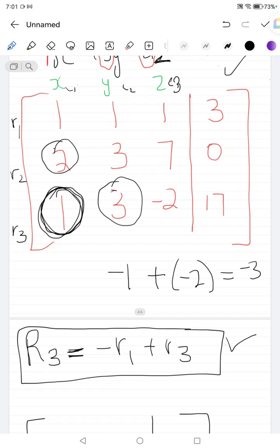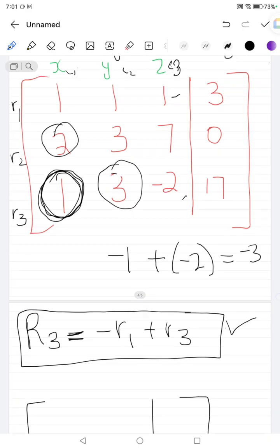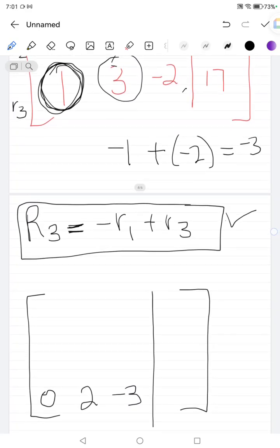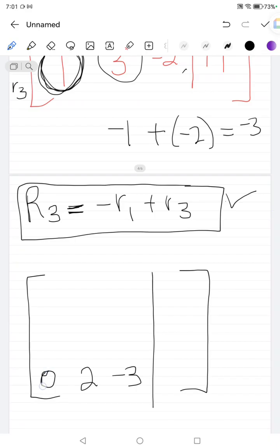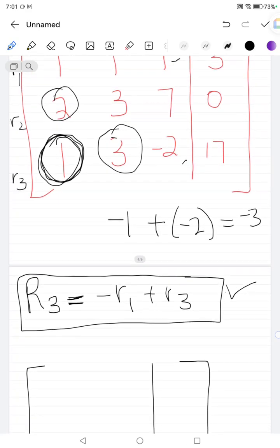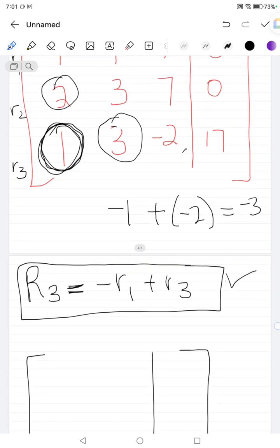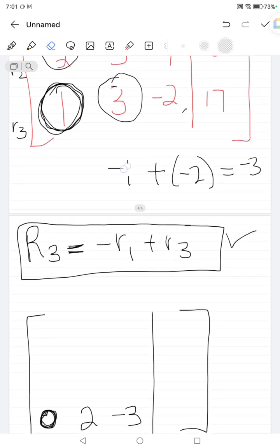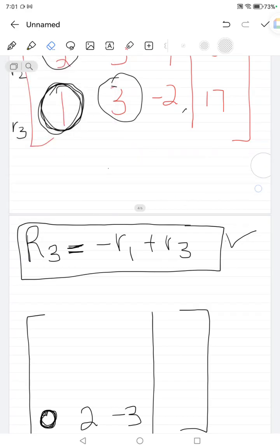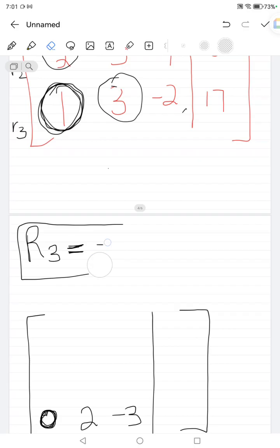Our minus R1 is this one, then R3 is going to be this one, then this one is going to give us minus 3. So it now means we are done with row 3. We're trying to change our row 3. So now we've managed to find how to change our first value, which is our 1, to 0. So which means we're already done with the first one. We can concentrate on the other one.